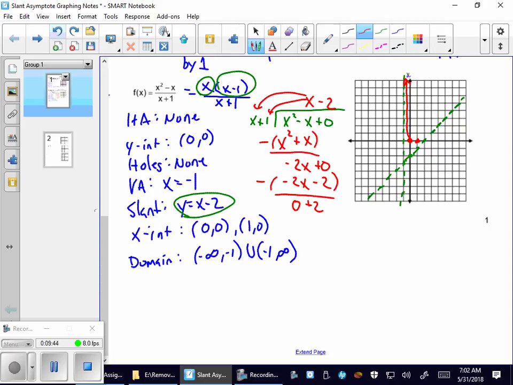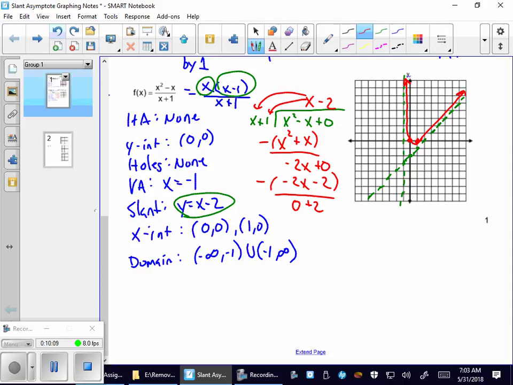And then as you go to the right from there, now it's going to dip below because it's got to go through both of these x-intercepts. It's going to dip below here, and then come back up through here, and then it's going to go up along the slant asymptote. So that's what your graph is going to look like in that section. I can't have anything in this lower right section because that would make this not a function. It would fail the vertical line test.